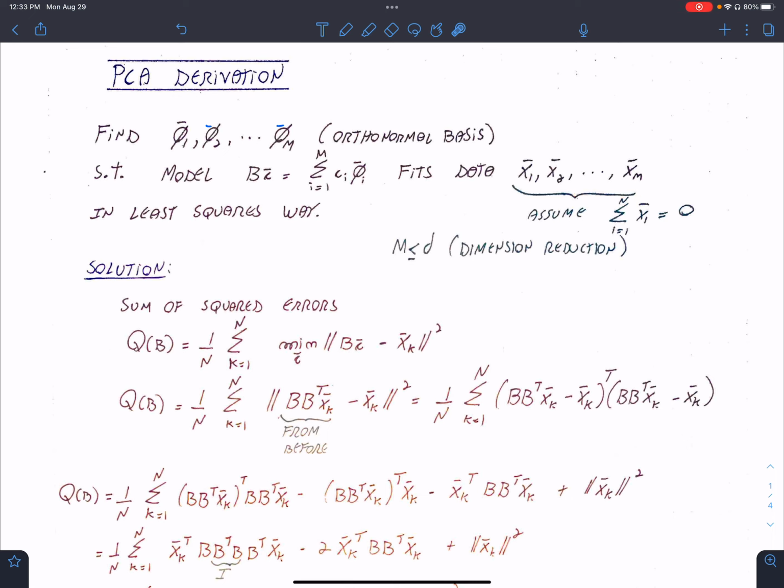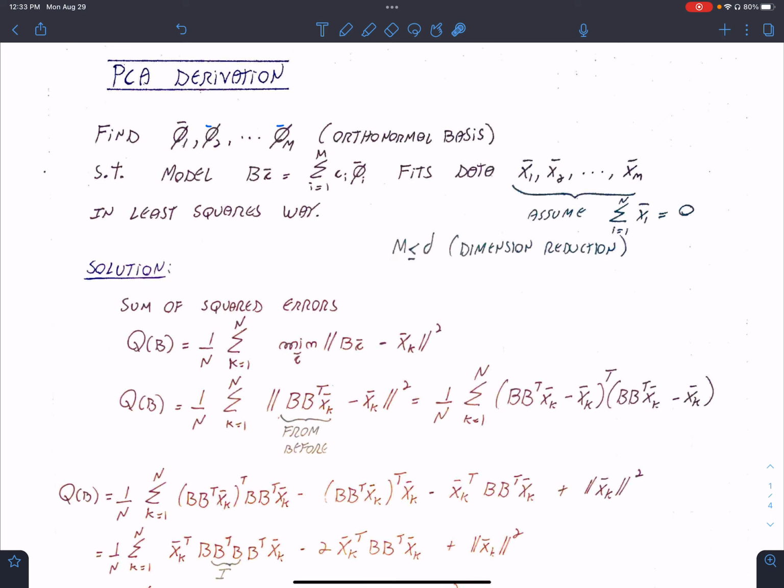And so we would like to find the set of bases, m of them. Typically we're talking about dimension reduction, so we'd like m to be less than d, which is the size of each of these vectors. So let's compute the solution to this problem.